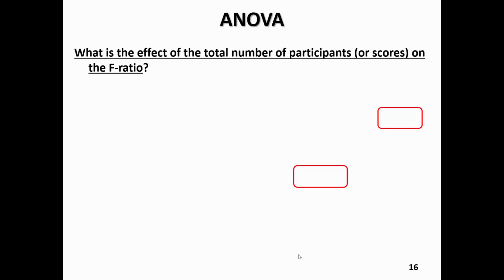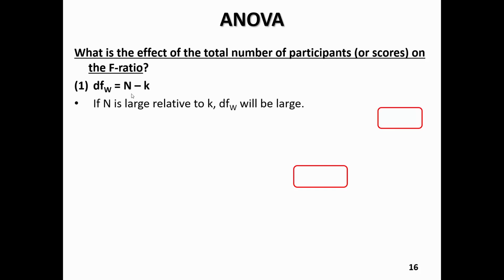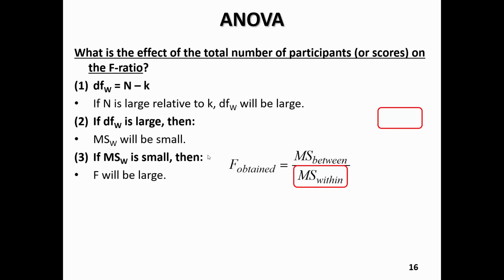Before we do, a few points to make on the effect of the total number of participants or scores on the F obtained, or the F ratio. Recall that the degrees of freedom for the within term was n minus k. If n is relatively large compared to the number of groups, then our degrees of freedom within will be a large value. If the degrees of freedom within is large, then the mean square within will be small, because the degrees of freedom within is in the denominator of our mean square within equation. As the denominator gets larger and larger, our quotient, the mean square, gets smaller and smaller. So if the mean square within is small, then the final F obtained value will be large.